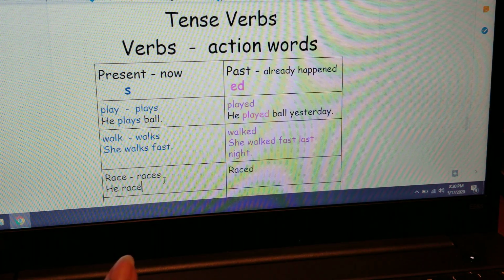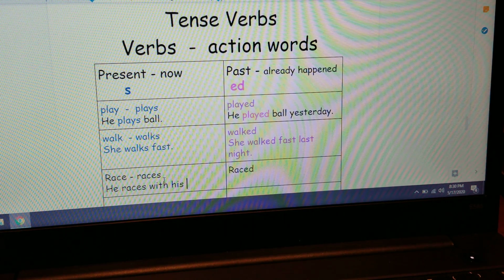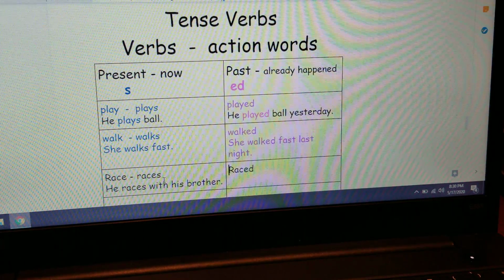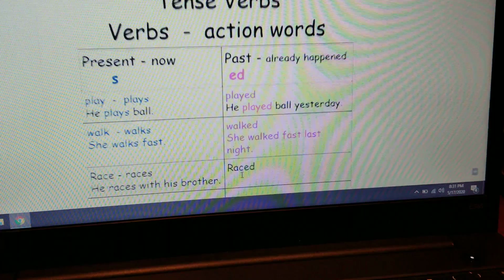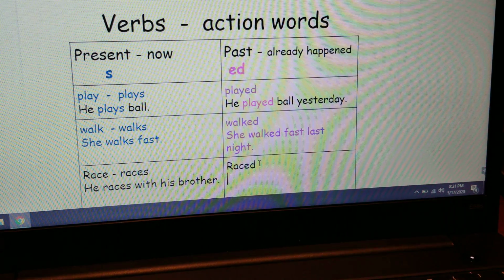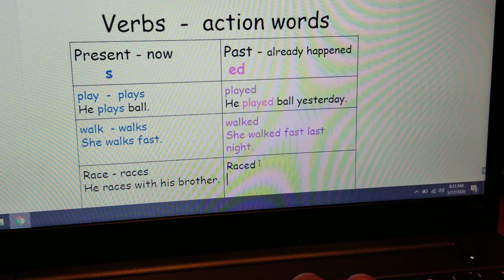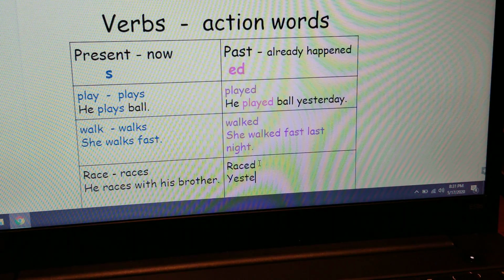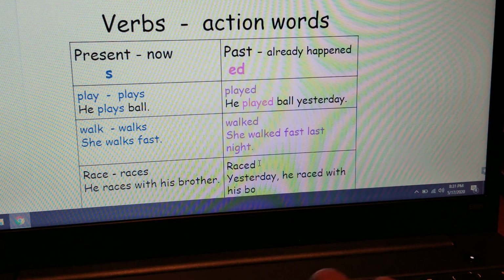He races with his brother. But if it's already an action that has already taken place, we call that past tense. I would have to say, yesterday he raced with his brother.